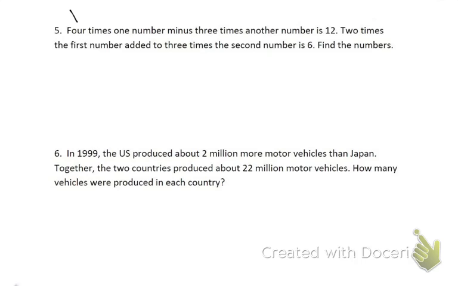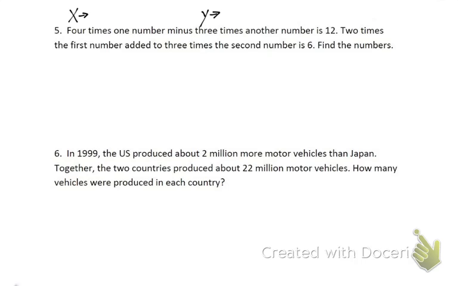So, first thing I want you to do, just like in the last chapter, is for each of these story problems, start out by telling me what your x and what your y variable are going to represent. So, let's read through this first story problem. It says 4 times one number minus 3 times another number is 12. 2 times the first number added to 3 times the second number is 6. Find the two numbers. Well, identifying your variables in this case should be pretty easy.